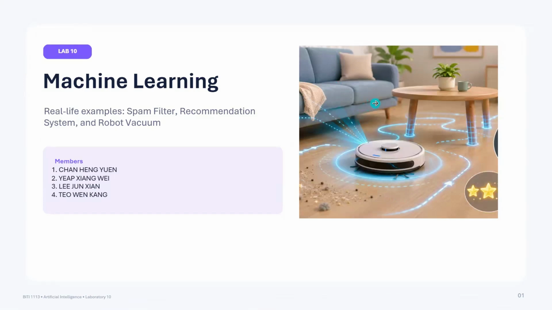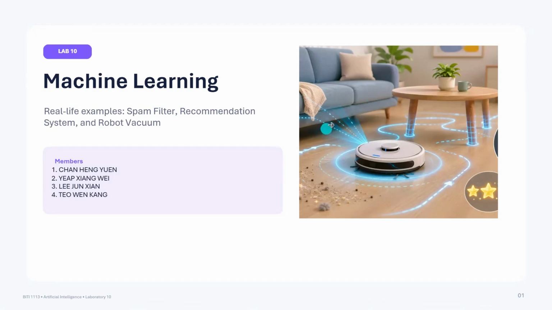Today we are happy to present our lab 10 for the subject BITI1113 AI. In this lab, we will talk about machine learning. We will show you 3 real-life examples of 3 main types of machine learning. The first one is supervised learning, the second is unsupervised learning, and the last one is reinforcement learning.